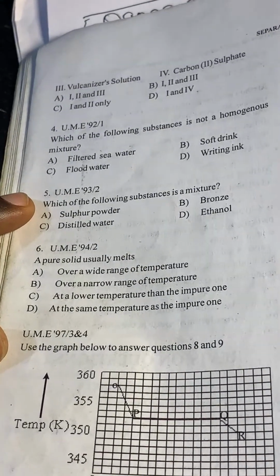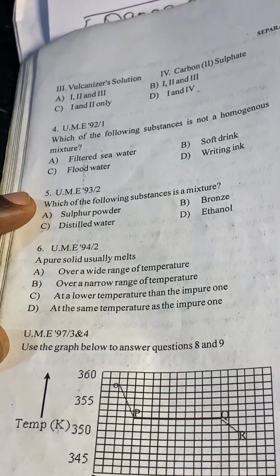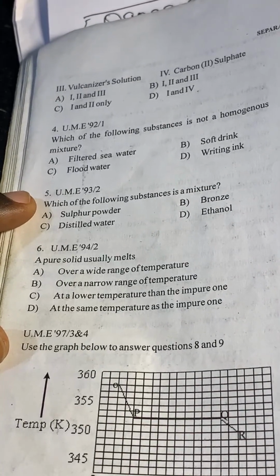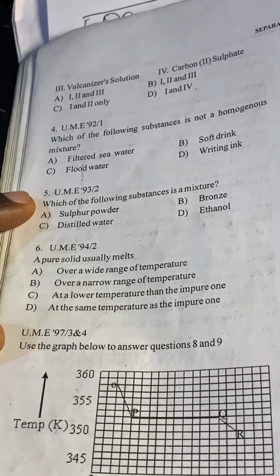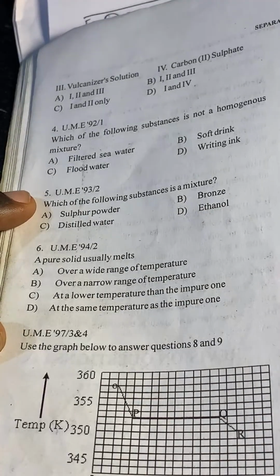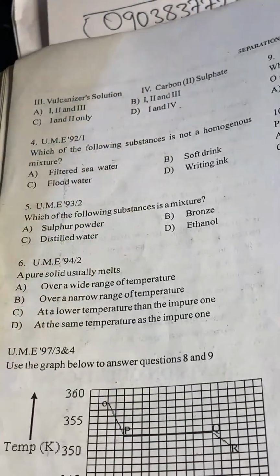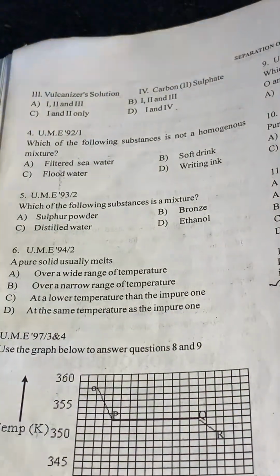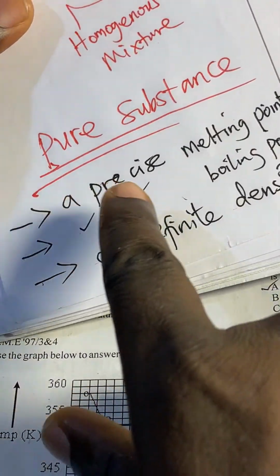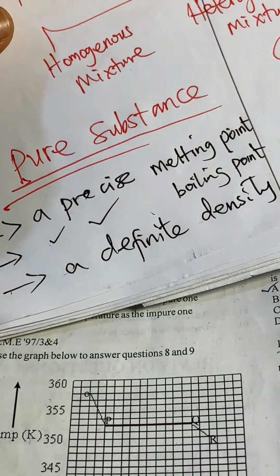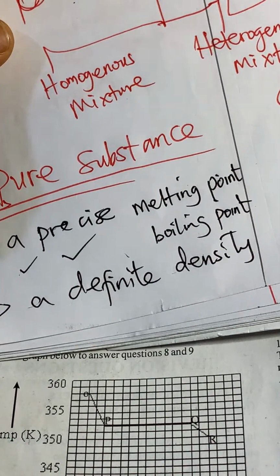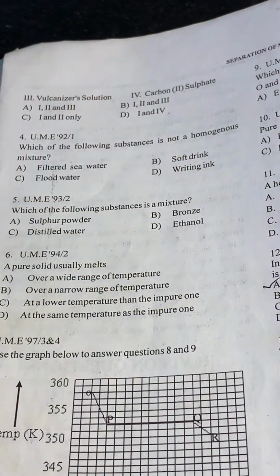Okay, so let's go to the next question in our agenda. What do we have up next? A pure substance. Look at it as you're answering the question. Even as we go through that, I remember for a pure substance I mentioned a precise melting point, precise boiling point, and a definite density. That is what we call the test for purity. Good, you guys are doing well.